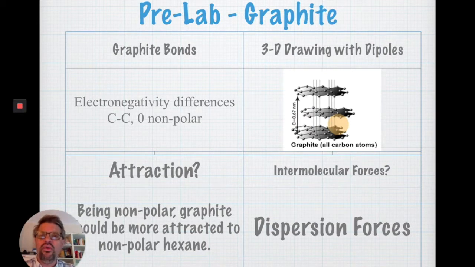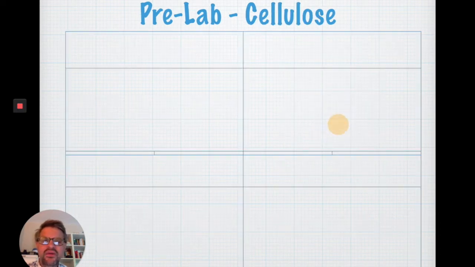Okay, so another question you want to answer right now: will the graphite be attracted to hexane or to water? Remember, hexane is nonpolar and water is polar. Okay, so the graphite should be attracted to the hexane. We'll see if we see that in the video.